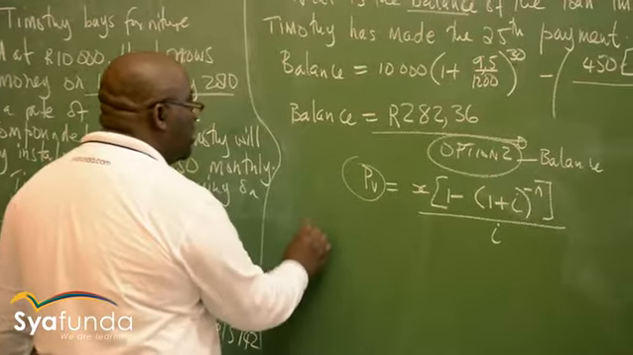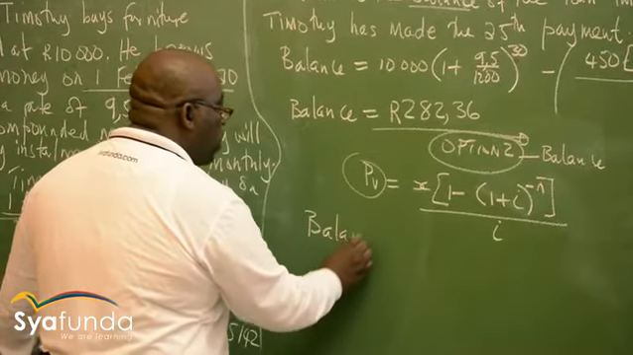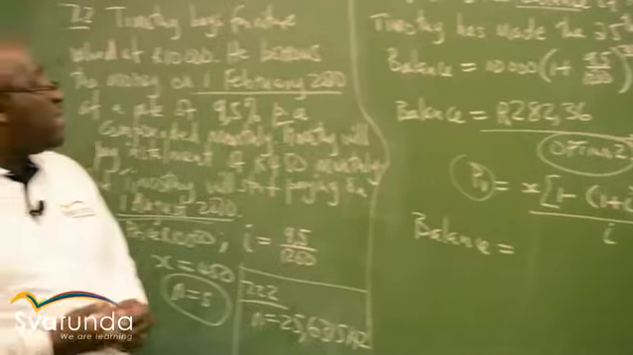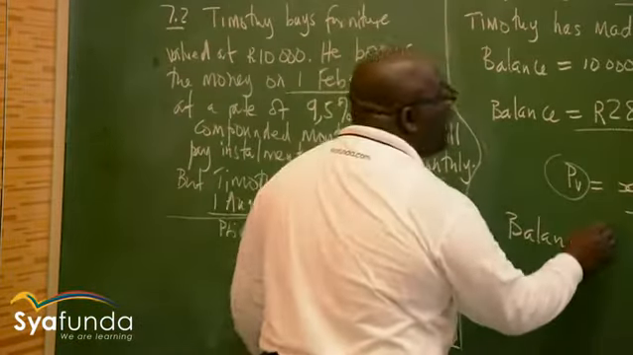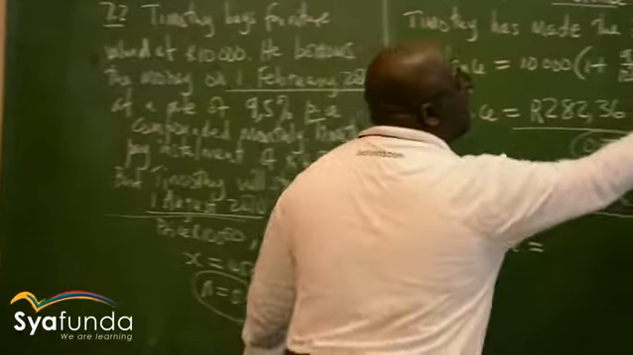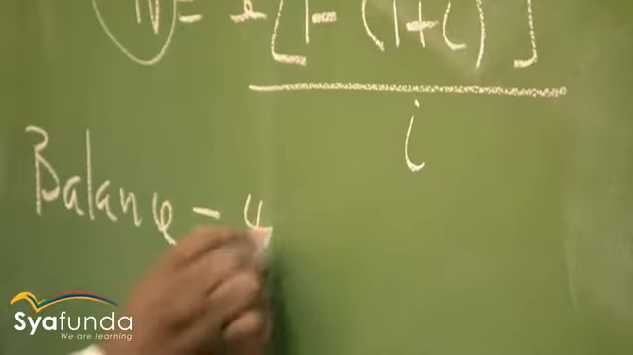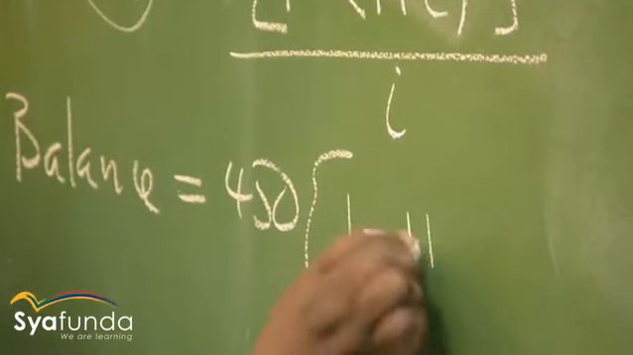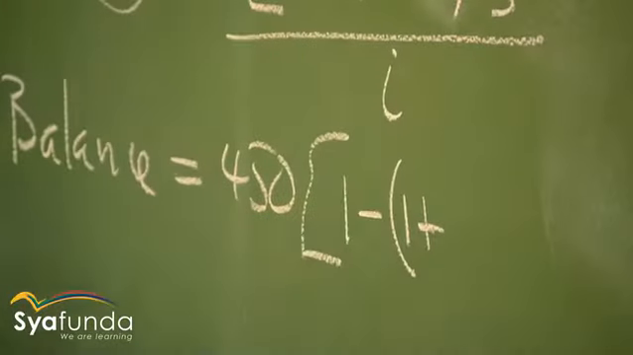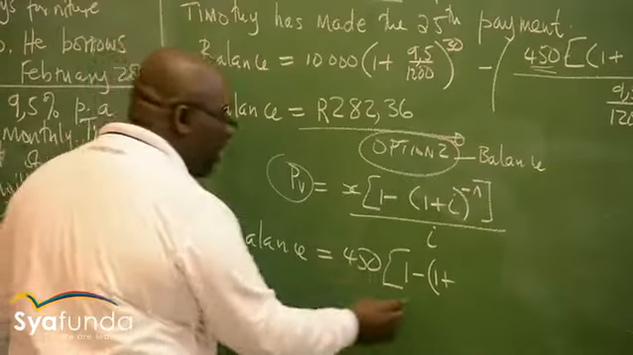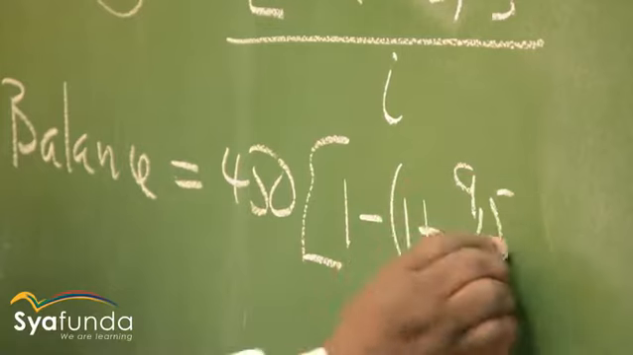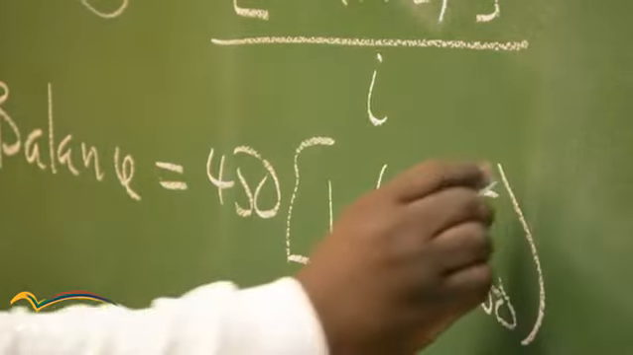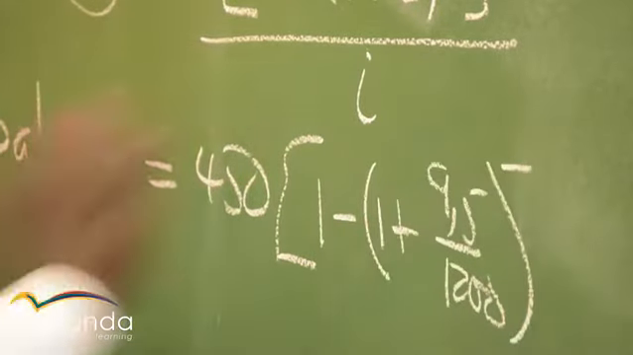So in this particular case, the balance will be equal to the installment. How much is Timothy paying every month? He's paying 450. We've put installments somewhere there. Yes, it is 450 into 1 minus (1 plus, push this in bracket, the interest rate, we do have it as 9.5 over 1200. Close this bracket. This is raised to the power minus n.